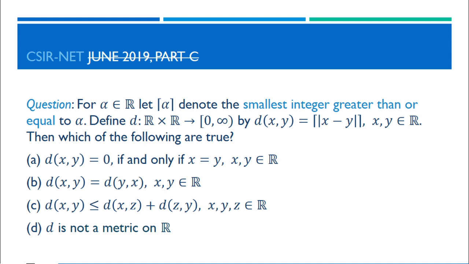We are taking the ceiling of the absolute value of x minus y. So the case Karpagam said, again repeating: minus 0.2 minus 0.1 will be minus 0.3. The absolute value of minus 0.3 is 0.3. The ceiling of 0.3 is 1. Hence, again, that particular example doesn't work. So what can we conclude? What about option A?